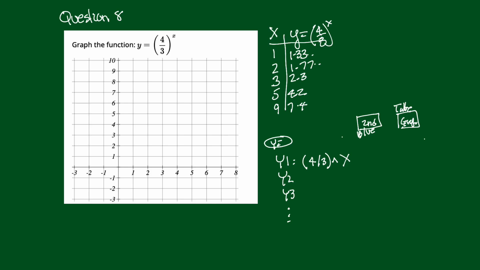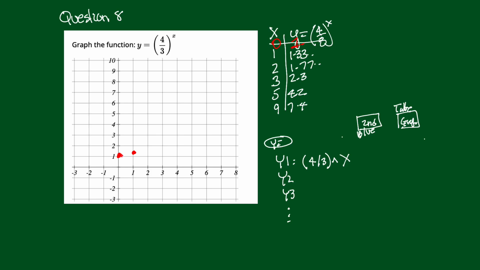Now try to plot these points. For 1, I get 1.33. Over on your graph, start at the origin, go to the right one, up 1.3. That's about 1 1/3, so I'll go up here. Oh, you know what? I forgot to put in 0. What a silly thing. Start at 0, because at 0 you get a 1. Now we'll put those numbers in.